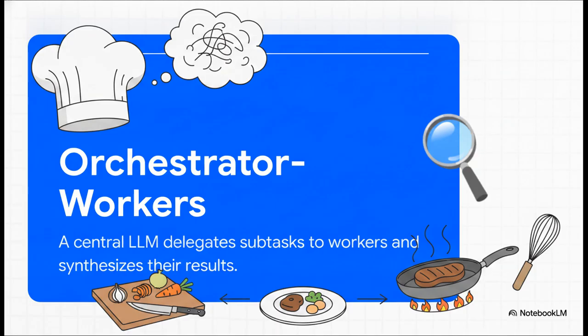A central AI, our head chef, gets a huge, unpredictable order. It dynamically breaks that order down and delegates specific prep tasks to worker AIs, the sous chefs. So the sous chefs go off, they chop the onions, they sear the meat, and then they pass it all back to the head chef who synthesizes everything into the final plate.